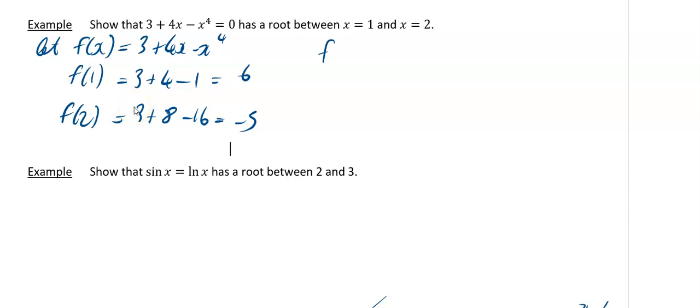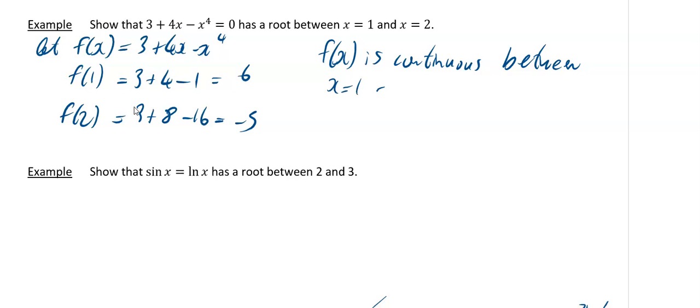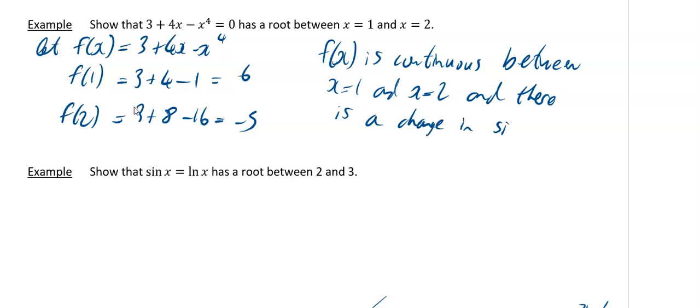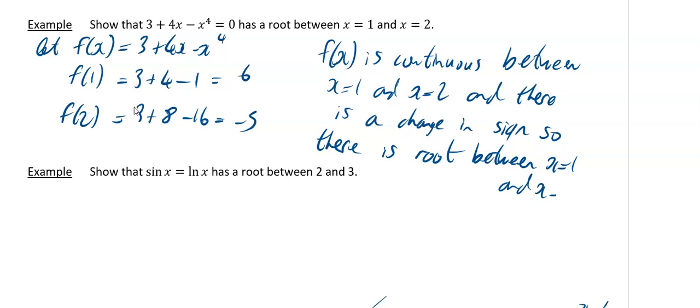So then you say f of x is continuous between x equals 1 and x equals 2, and there is a change in sign. So that means there is a root between x equals 1 and x equals 2.